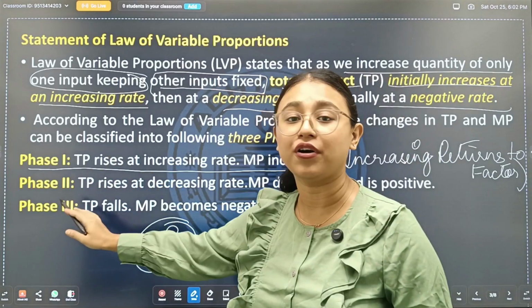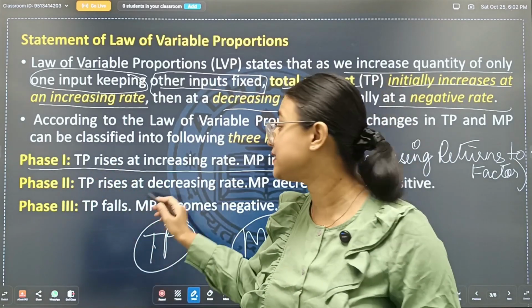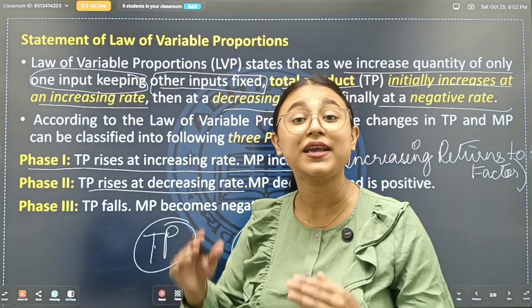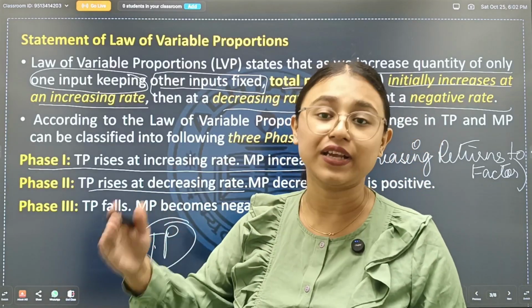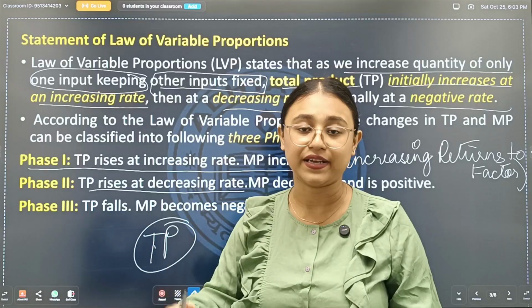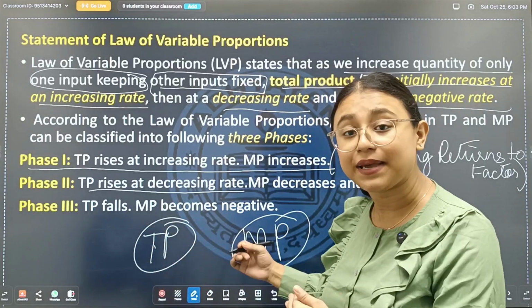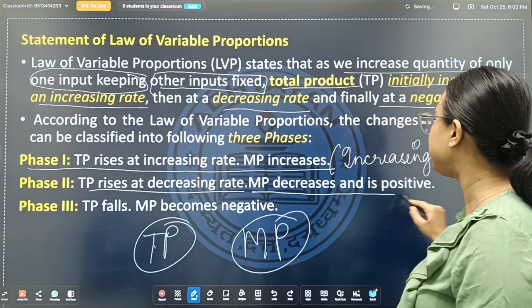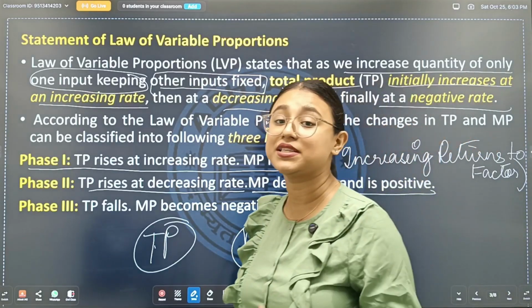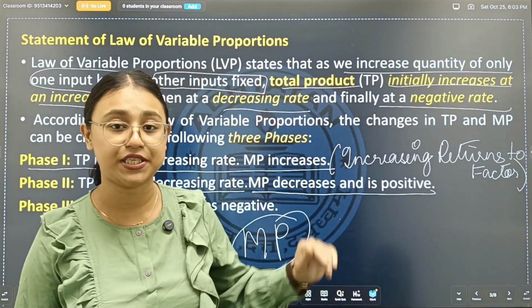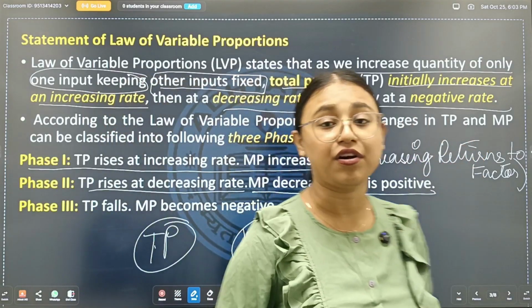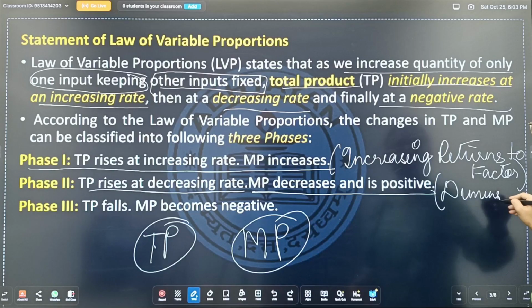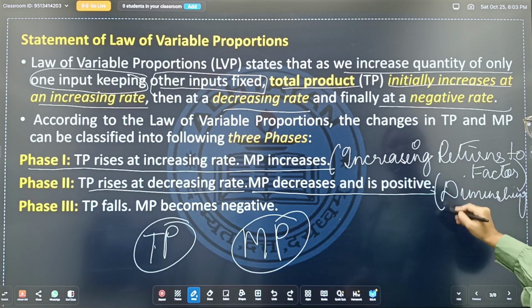Phase 2 is when TP rises at a decreasing rate. Here TP rises at a decreasing rate. TP is increasing, but the rate of increase is decreasing. And the rate of increase is MP. So MP is decreasing. So phase 2: MP decreases, but MP remains positive. Fine. And this phase is also referred to as diminishing returns to factor. Diminishing returns to factor.